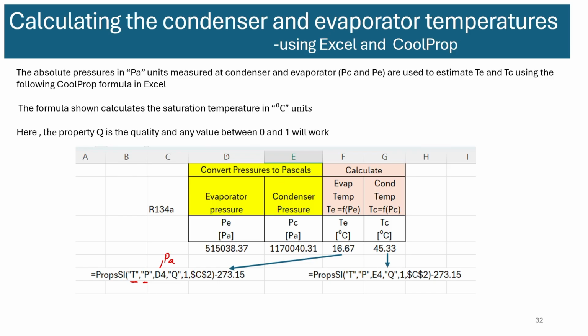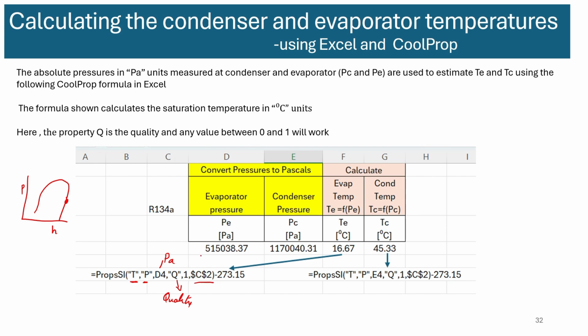D4, in this case, D4 is here, D4 pascals, right? And then Q is quality. Basically, if you input Q, it already means that you are on the dome. Okay, if you have a pH diagram, right? If you are inputting Q, that means you're on this dome. And Q is equal to 1 means you're on the quality 1 on the dome. So it's in the vapor, almost close to vapor phase. And that basically gives you the saturated temperature as output.